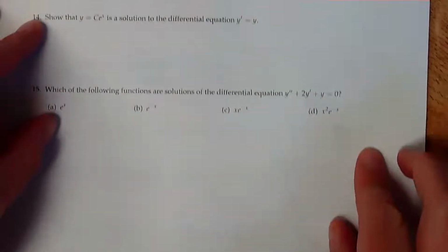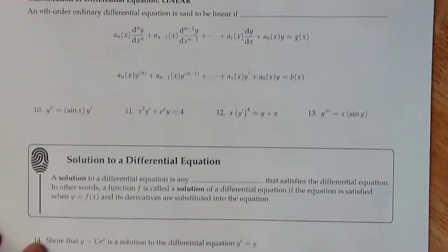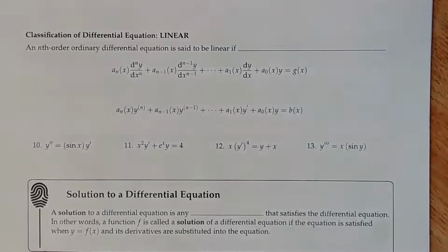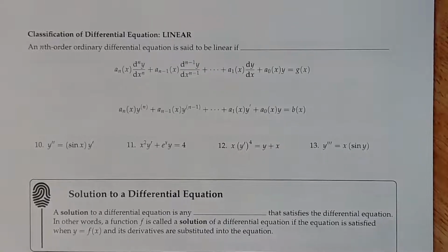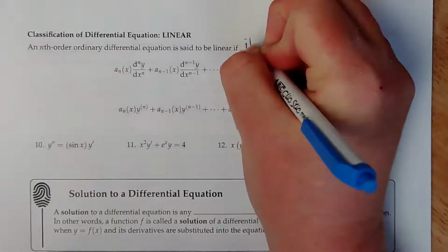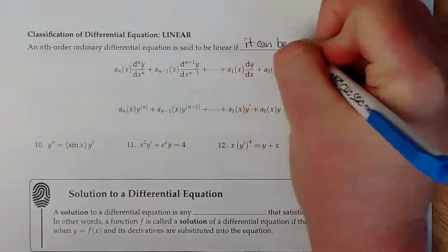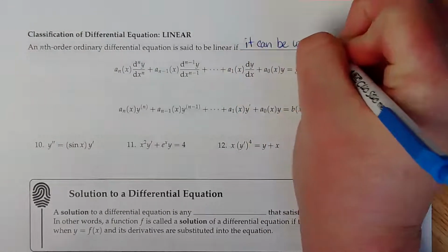All right, and then we have one other way that we classify our differential equations, and that is whether they are linear or not. Okay, so our third way of classifying differential equations is whether they're linear or not. An nth order ordinary differential equation, so this is for ODEs, is said to be linear if it can be written in the following form.